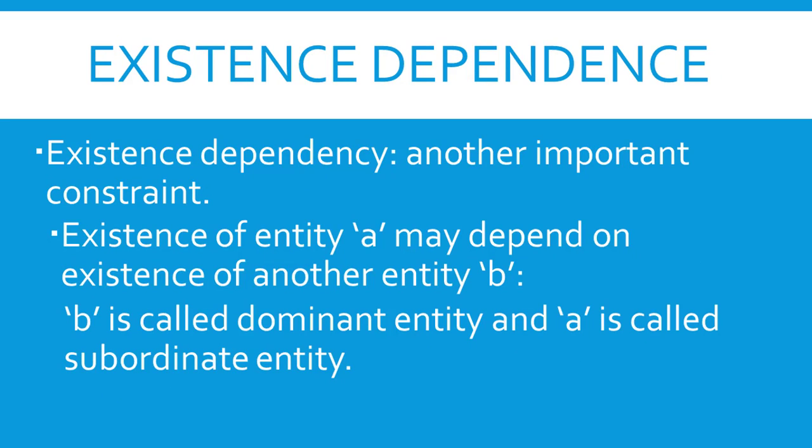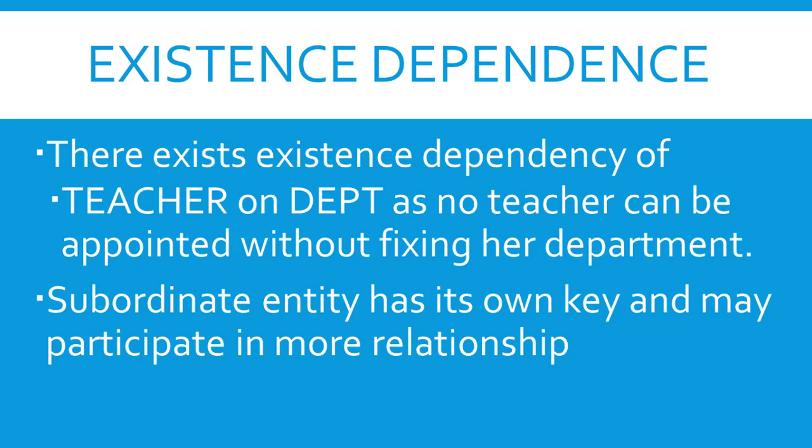Existence dependency, another important constraint. It means existence of entity A may depend on existence of another entity B. B is called the dominant entity and A is called the subordinate entity. A simple example would be the dependency between teacher and department. Teacher and department are two entities and they have a relationship between them, which we may call employee. What it means is that a teacher cannot exist without being associated with some department. So teacher depends on department, and hence there is existence dependence between these two entities, where the teacher is the subordinate entity and the department is the main entity.